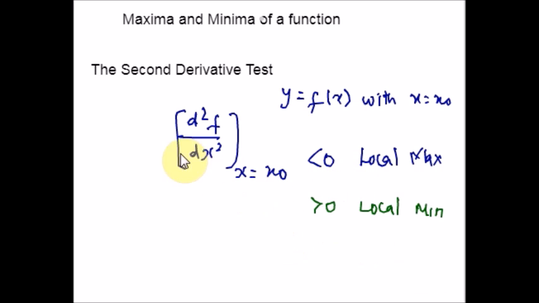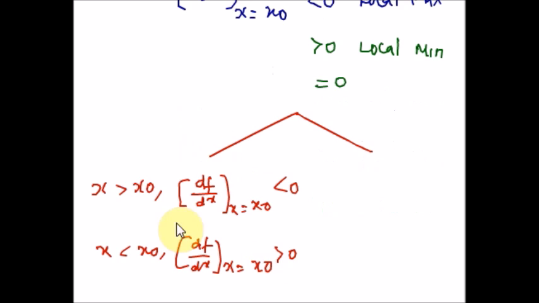If the second derivative at the point x is equal to x naught is equal to 0, then you have to check the following way. If for x greater than x naught, the first derivative is less than 0, and for x less than x naught, the first derivative is greater than 0, that is, the function is increasing for x less than x naught and decreasing for x greater than x naught, we can conclude that x is equal to x naught is the point of local maxima.